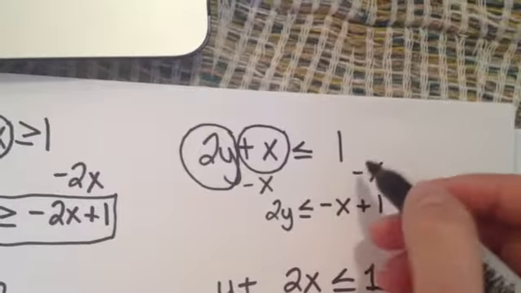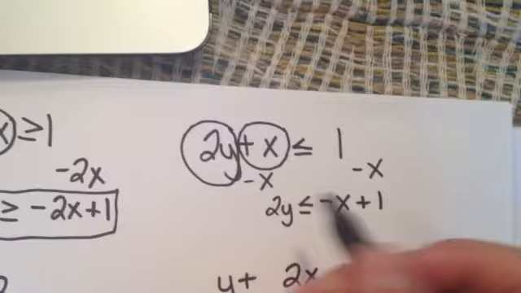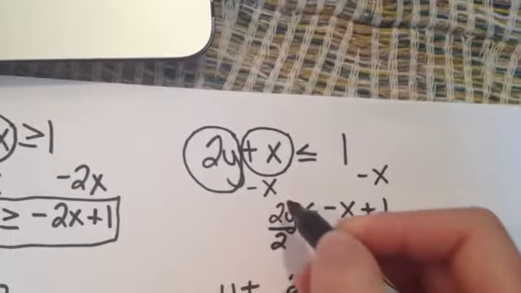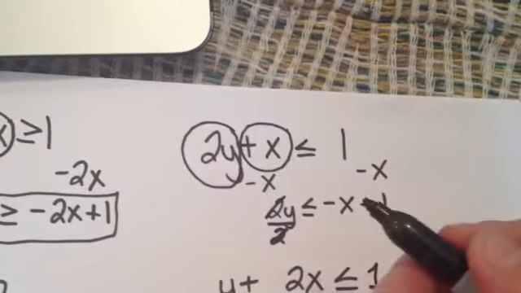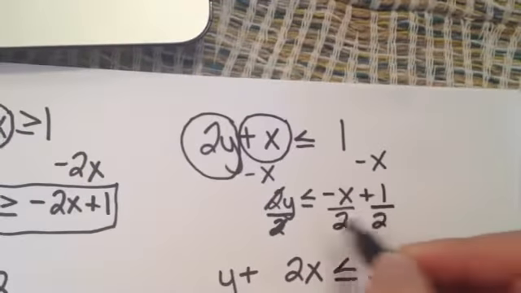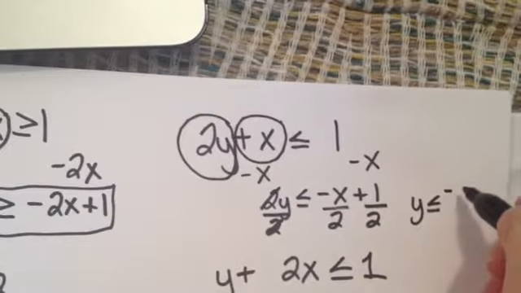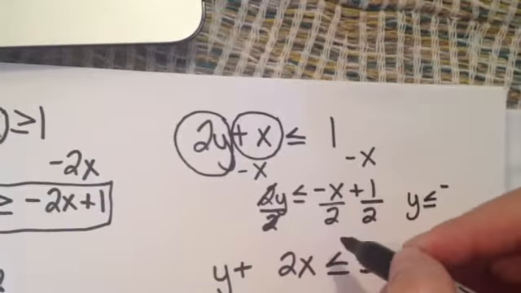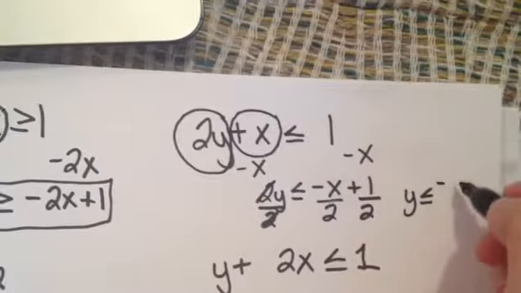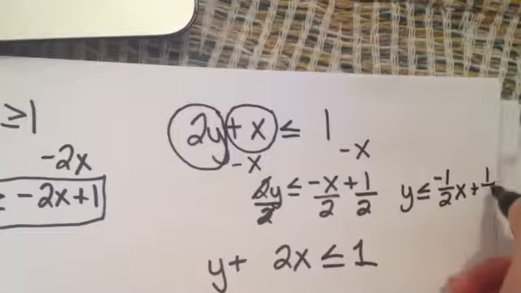Again, I'm rearranging this. Notice that my x is still negative, my 1 is still positive, and now I can solve for y. So I divide by 2. 2 divided by 2 is 1, or 1y. Whatever I do to one side, I have to do to both terms on the other, and I'm left with y is less than or equal to negative, if you want to think of this as 1/2 x or negative x over 2, I like to think of it as negative 1/2 x plus 1/2.